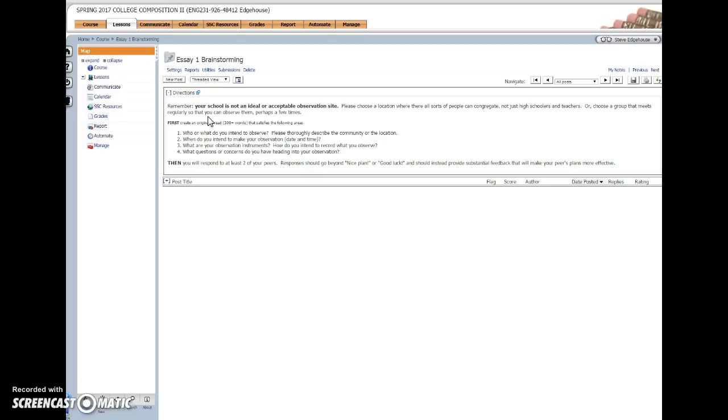When do you tend to make your observation? Dates and times. If you plan to do it multiple times, I think that's a really good idea. What are your observation instruments? How do you intend to record what you observe? Again, you just don't want to show up at your site without a plan for taking notes. I'll have more to say on that in a moment. And then any questions or concerns that you have. So that number 4 is meant to kind of leap into your peers' responses.